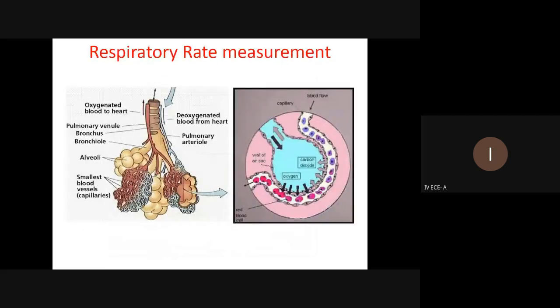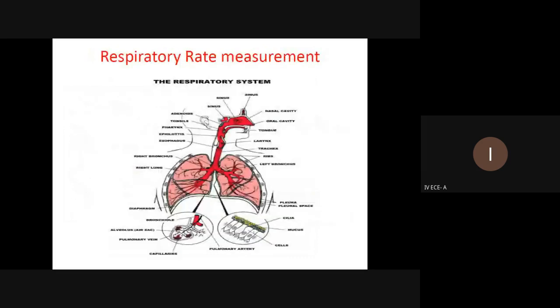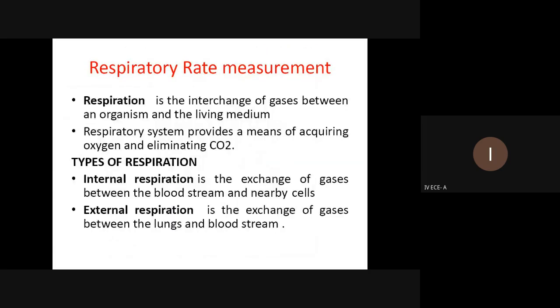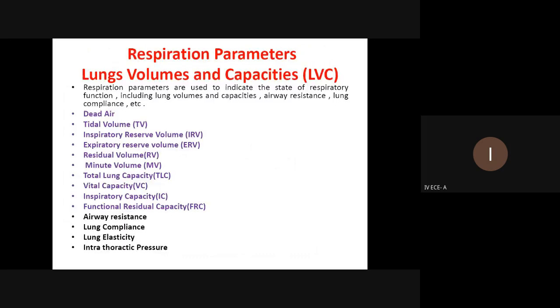Okay, so then we have to study the respiratory rate measurement. In this topic, respiratory rate measurement is mainly used for assessing the functioning of the lungs. Respiration is the interchange of gases between the organism and the living medium. The respiratory system provides a means of acquiring oxygen and eliminating CO2. So what are the types of respiration? Internal respiration and external respiration. Internal respiration is the exchange of gases between the bloodstream and nearby cells. External respiration is the exchange of gases between the lungs and the bloodstream.